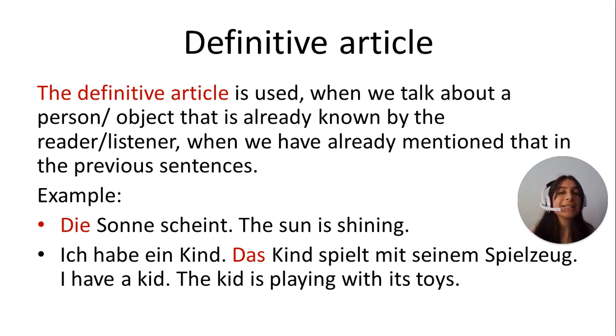Or another example, ich habe ein Kind. Das Kind spielt mit seinem Spielzeug. In the first sentence, I have used the indefinite article just to define what I'm speaking about, to present the person, and then in the second sentence, I already used the definitive article. Okay?